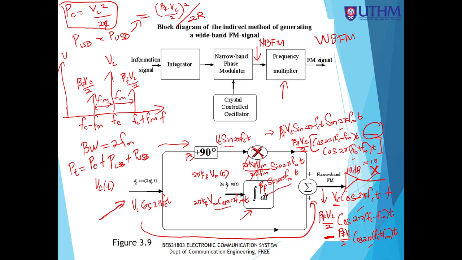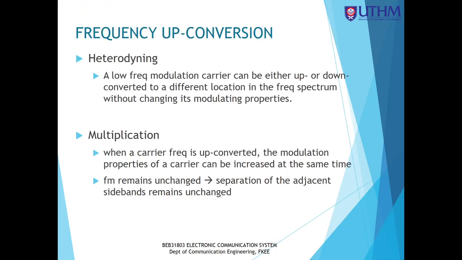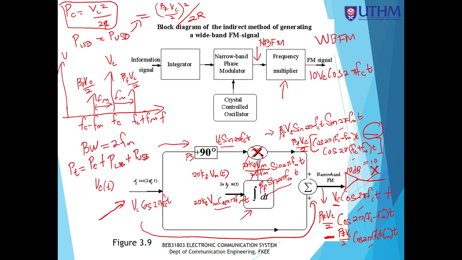Okay, so what happened is that if there's an amplifier, that means your equation's gonna be like this: 10 VC cos 2 pi FCT. Sorry. So every component needs to multiply with the gain, okay? Plus 10 beta FVC over 2. So 10 beta FVC over 2 is actually 10 divide with 2. So you're gonna produce 5.